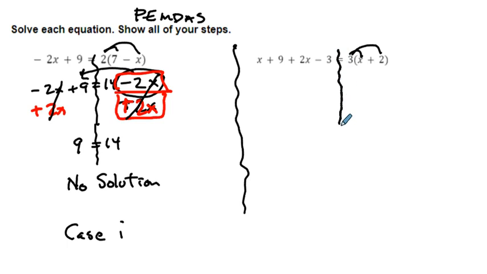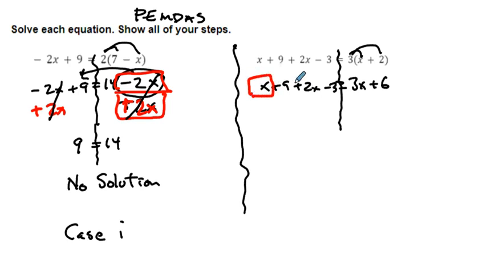So let's bring this down a little further this time. So we get 3 times x, which is 3x, and then we get 3 times 2, which is positive 6, because positive 3. Okay, now over here I'll just write this out, x plus 9 plus 2x minus 3. So hopefully you see now the next thing we're going to have to do is some collection on the left side. The right side's just got 2 terms, so we're good.